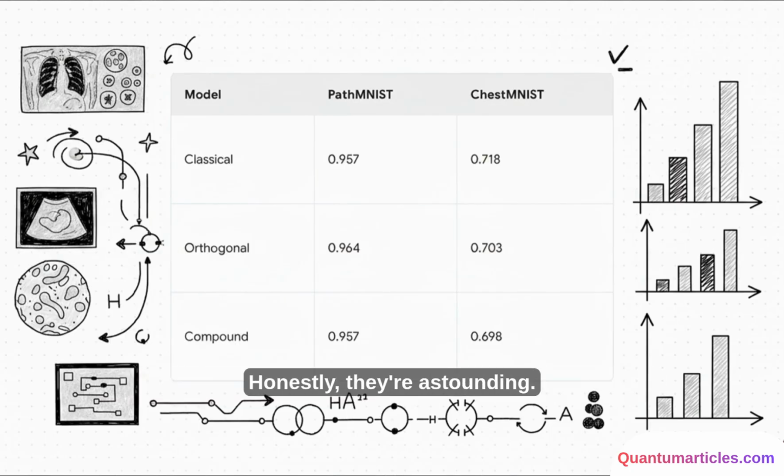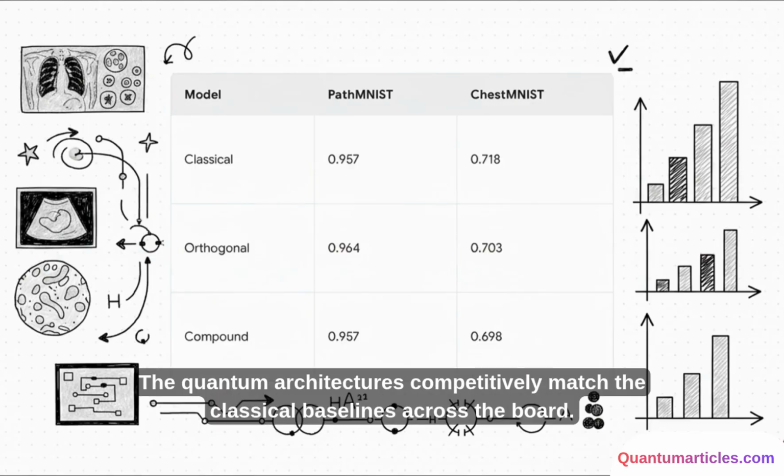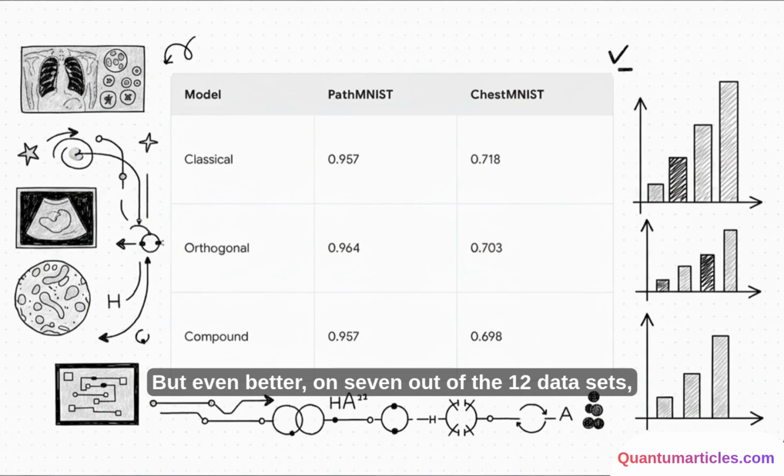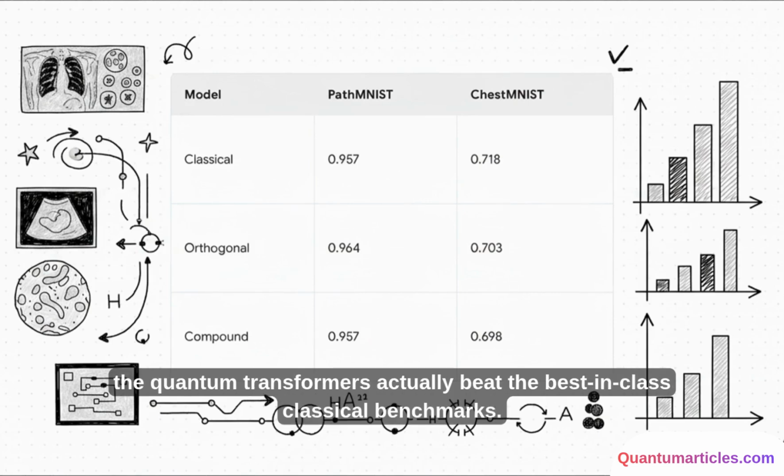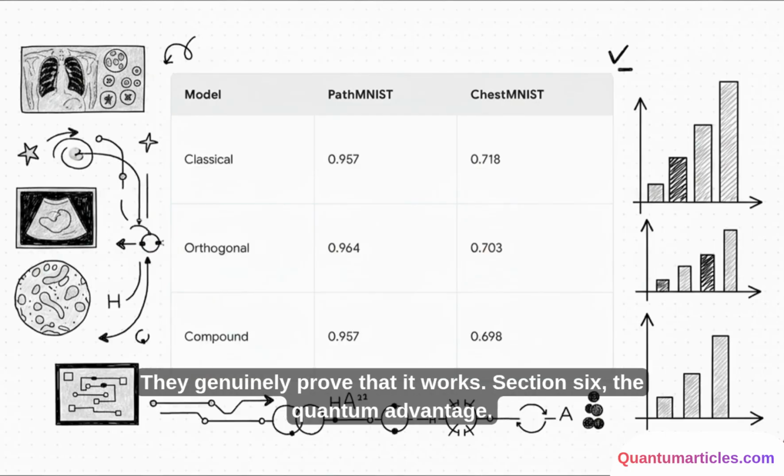And the results? Honestly, they're astounding. The quantum architectures competitively match the classical baselines across the board. But even better, on 7 out of the 12 datasets, the quantum transformers actually beat the best-in-class classical benchmarks. They genuinely prove that it works.